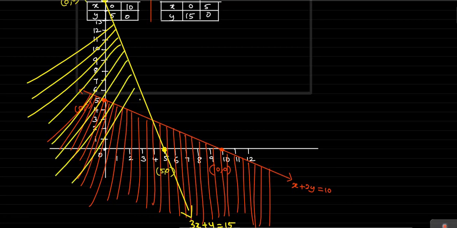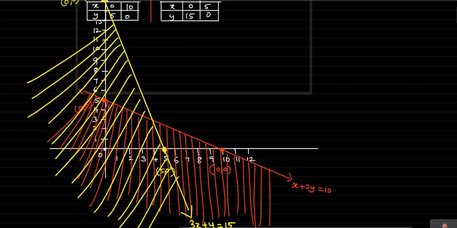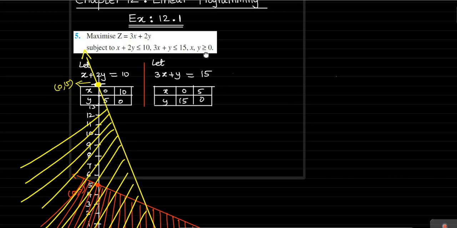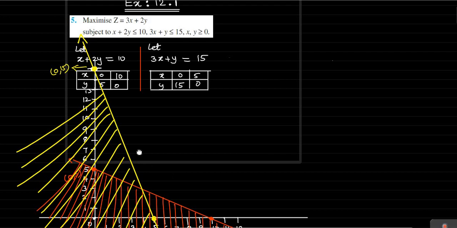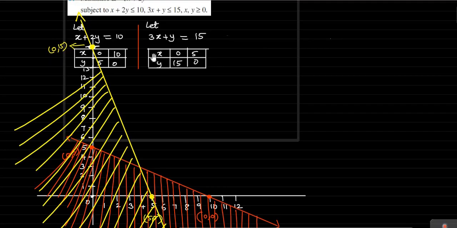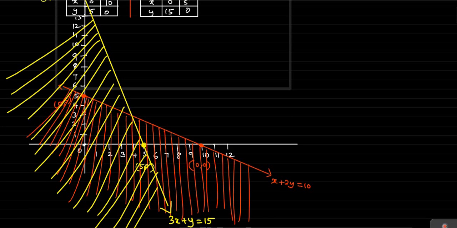You can see that the red line and the yellow line are overlapping. Wherever they overlap, that will be the feasible region, only in the first quadrant, because the next two inequalities state that. The y axis is the x equal to 0 line, and the x axis is the y equal to 0 line. Both are greater than or equal to 0, which means only the first quadrant. So our solution space will be, I'll just highlight it. The common solution starts from here, only in the first quadrant.